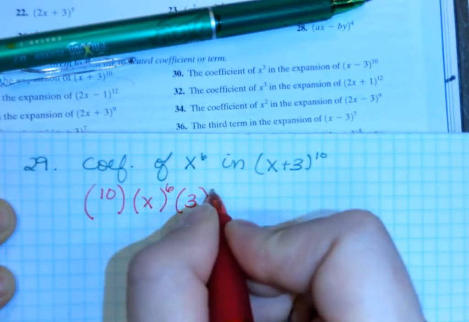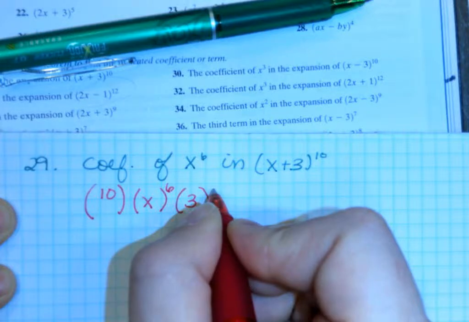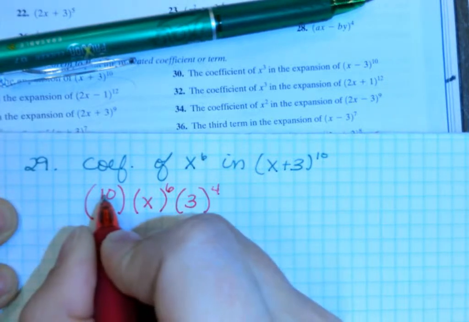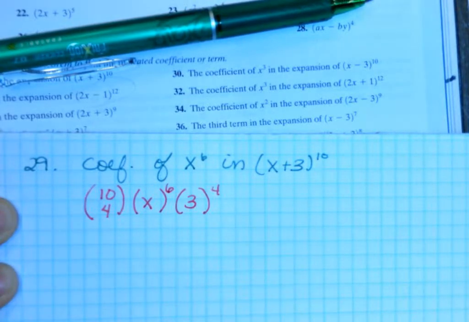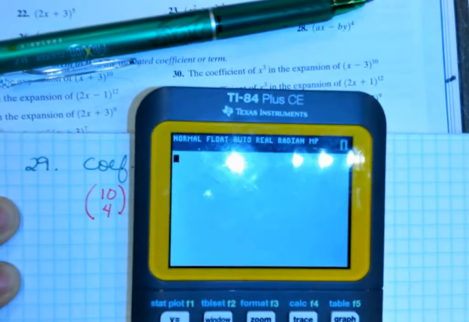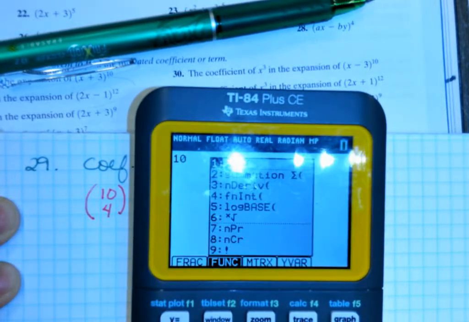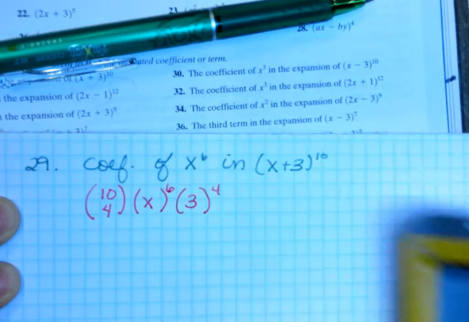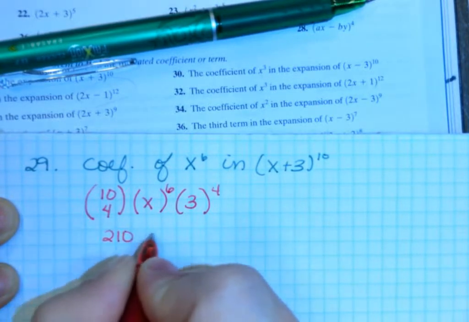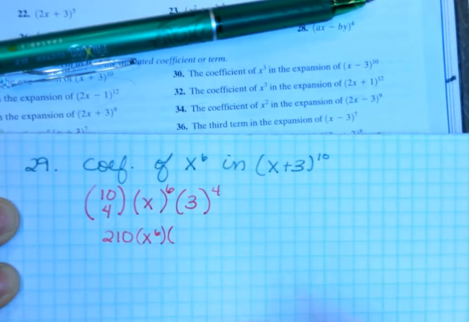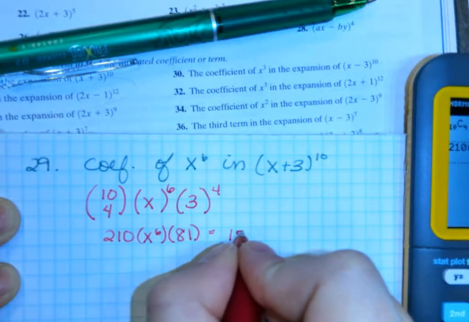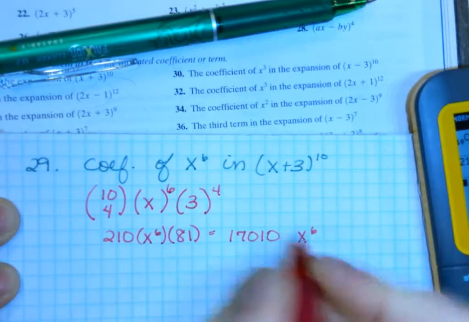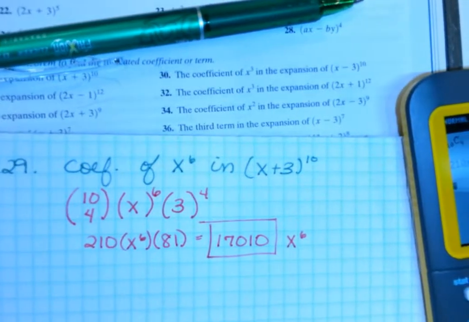If this is 6, this is going to be 4 because these numbers have to add up to 10. And that number always goes on the bottom. So then I would just take my calculator because I really don't feel like figuring that out by myself. 10 choose 4, so that's 210 times x to the 6th. And 3 to the 4th is 81. Times 81. So I get that, and then x to the 6th. And since it's asking for just the coefficient, it's that piece.